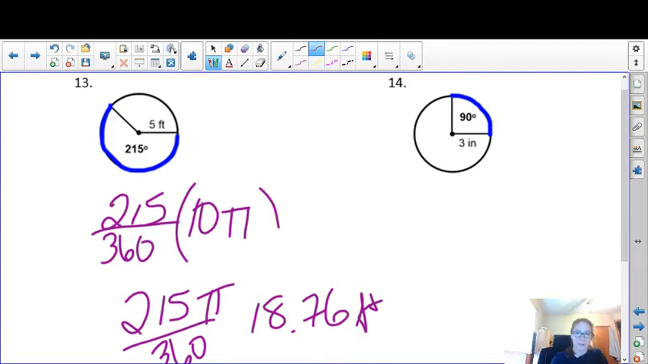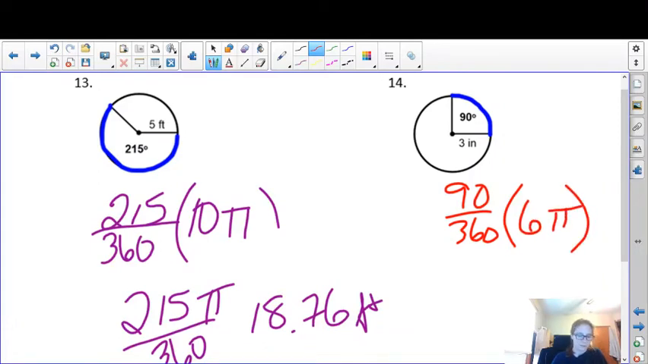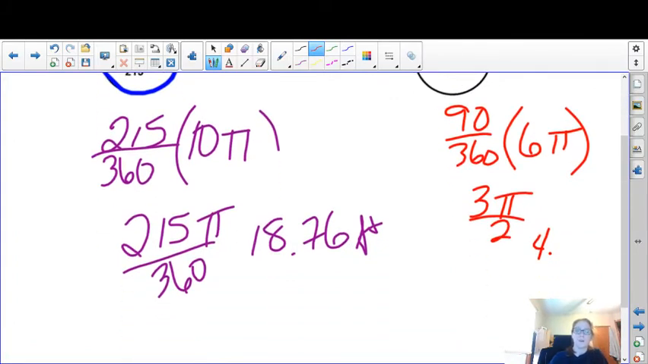Next, in number 14, I have my degree of 90 over 360 times 2 times my radius times 5. Which is 3 pi over 2, or 4.71. And that has inches, and I'm running out of room.